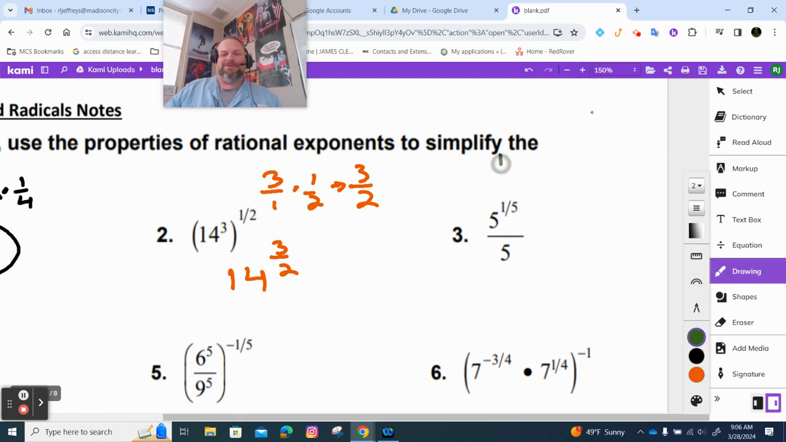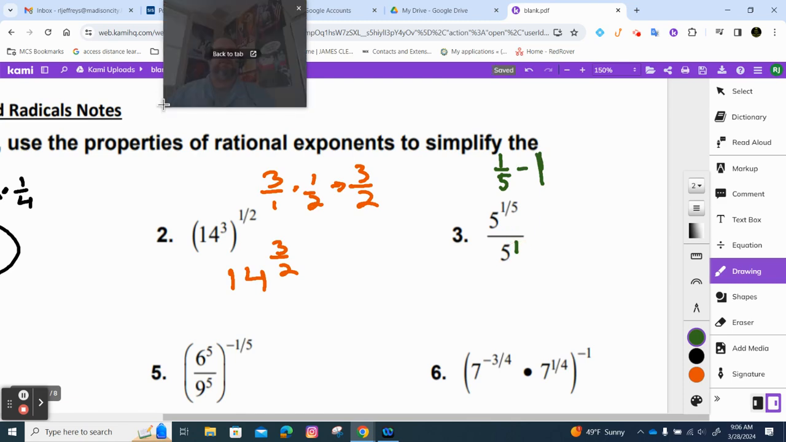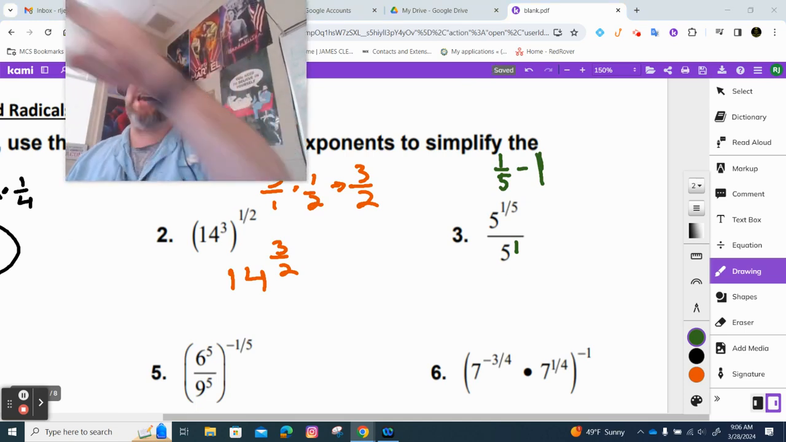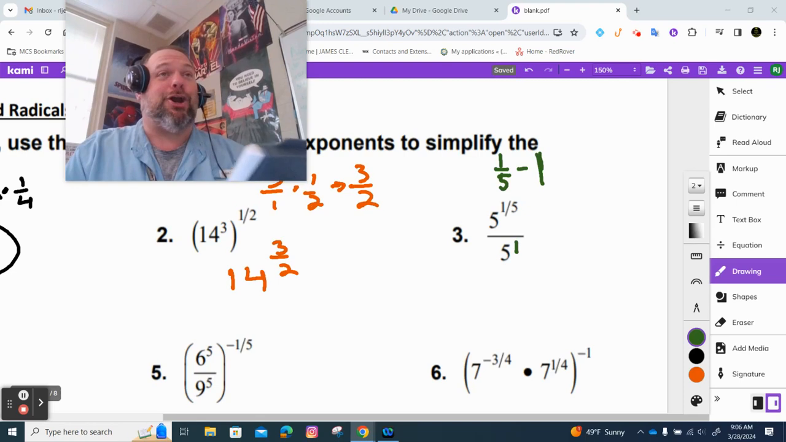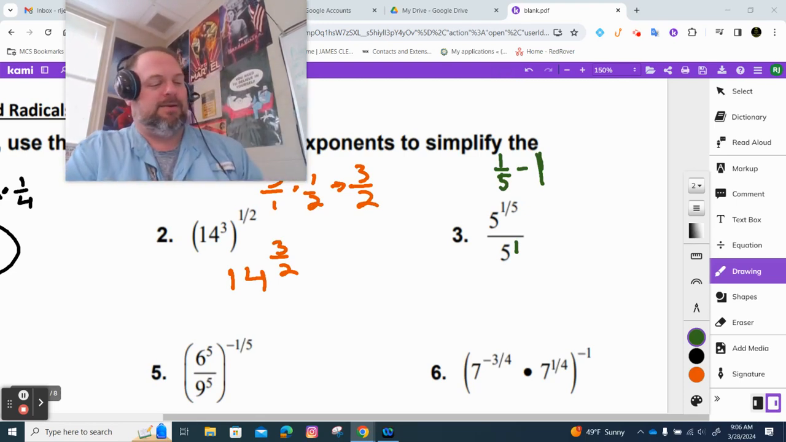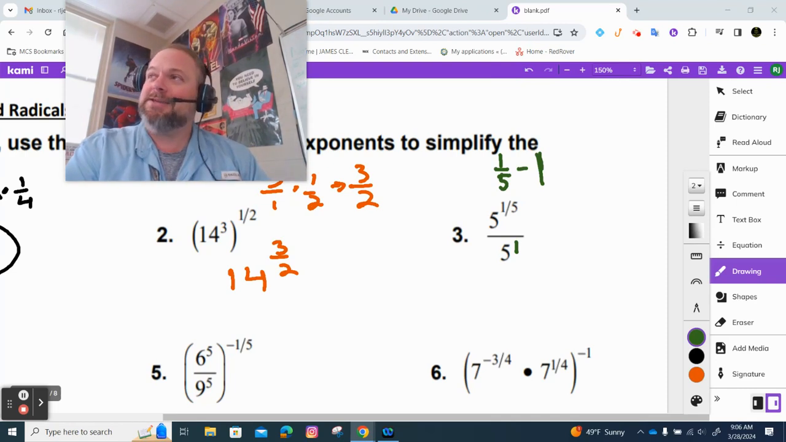All right. This is 1 over 5 minus 1. Okay. Now, all right. Now, who is really good at subtracting fractions? Oh, yes. The calculator. He's our best friend. Okay. He is, or she, or it, or they. I don't know.